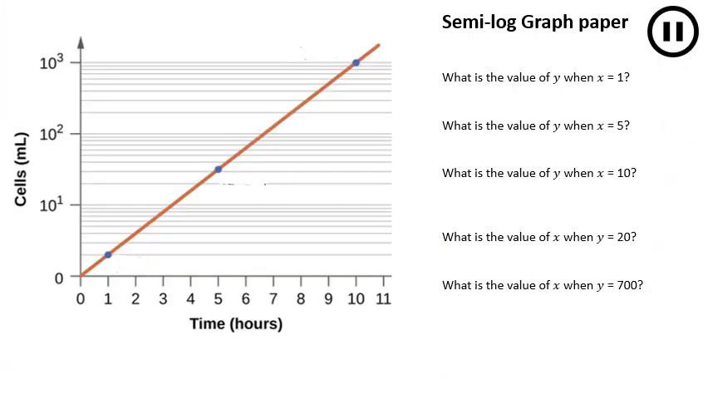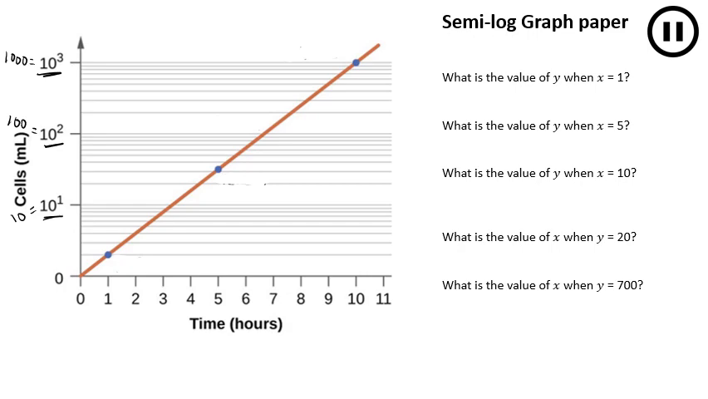In a moment, pause the video and have a quick try on these. But first, I want to point out a mistake that you sometimes see with log scales. So here we've got 10 to the power of 1, so 10. 10 to the power of 2, 100, and 10 to the power of 3, 1,000.